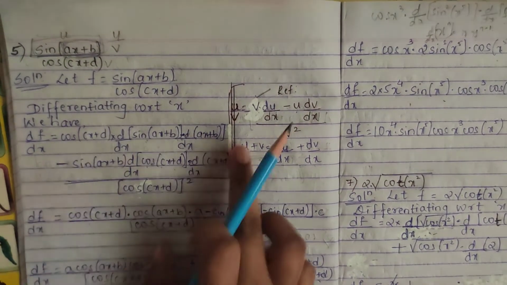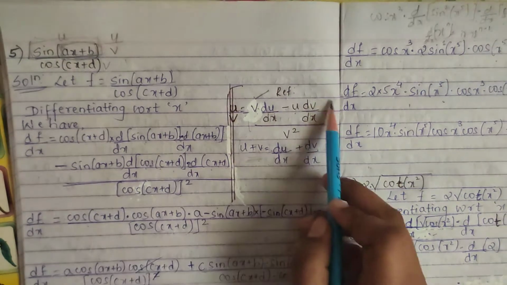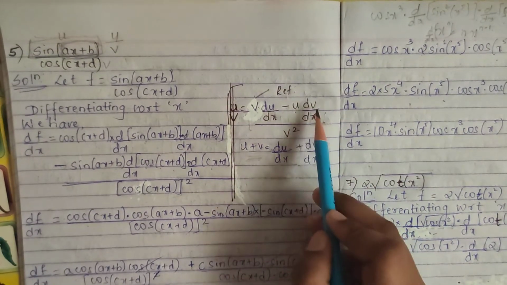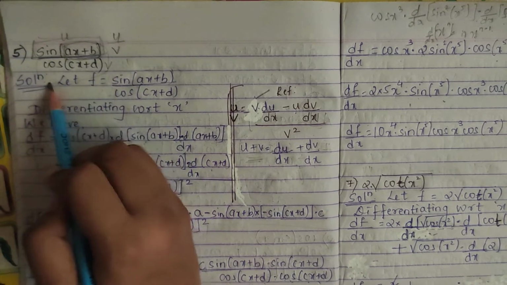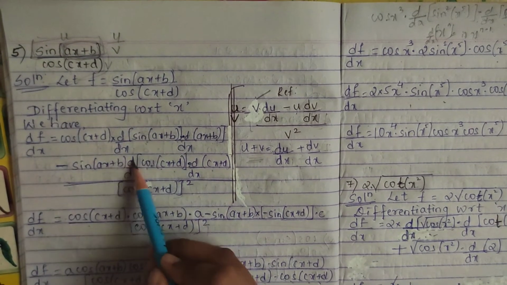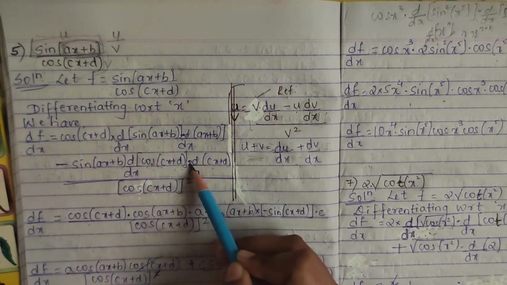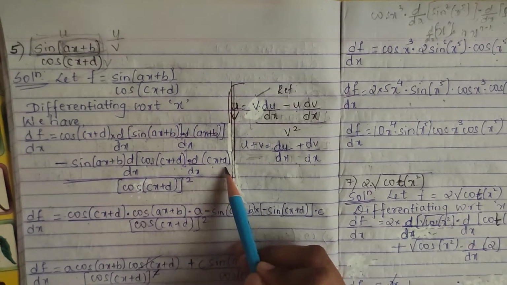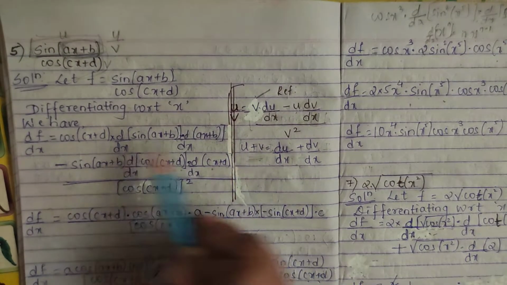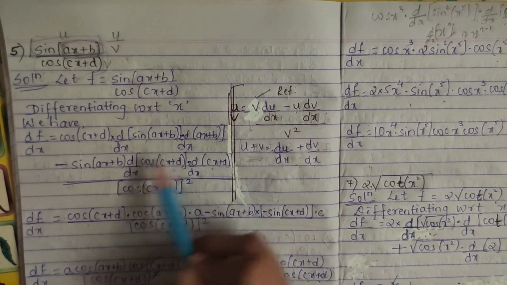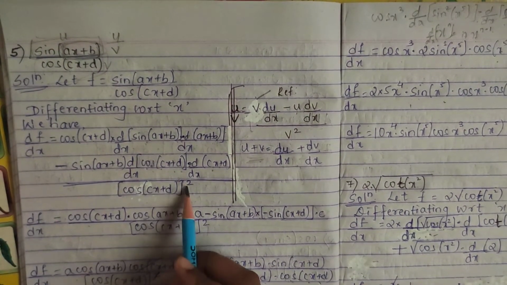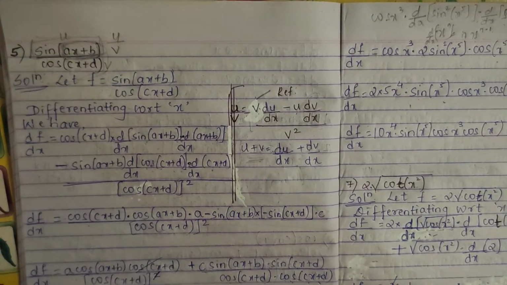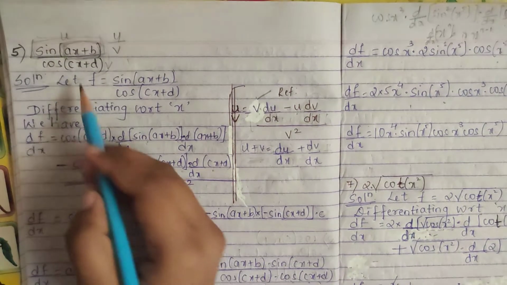minus, here there was no space, so I have written it on the next line. Differentiating v, what is my v? Cos of cx plus d. In the same way, first the whole part, then the interior. So differentiation of cos of (cx plus d) into differentiation of cx plus d, whole divided by v square. What is my v? Cos of (cx plus d) whole square. This is your v square. Your v is this whole term.